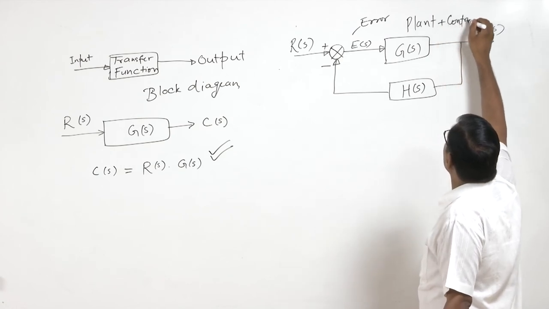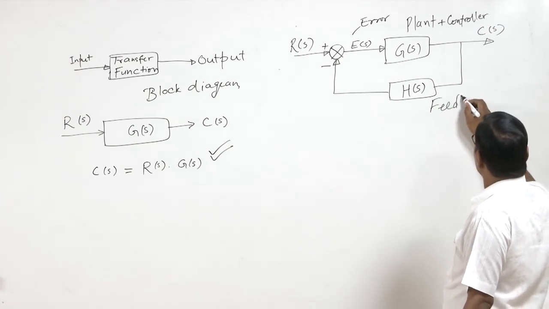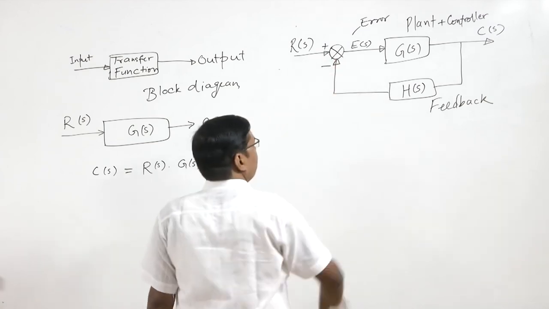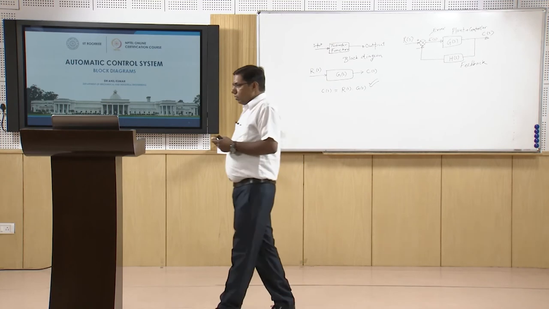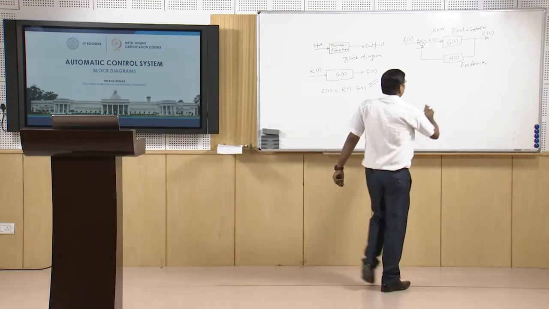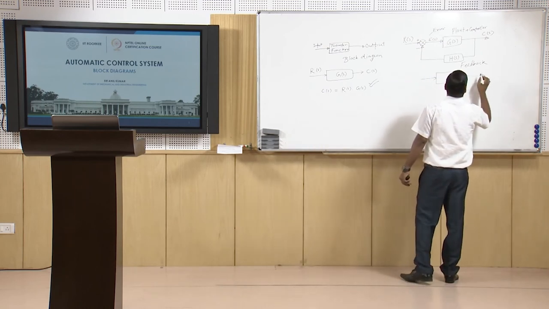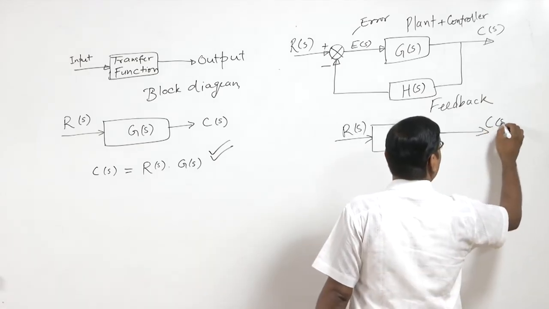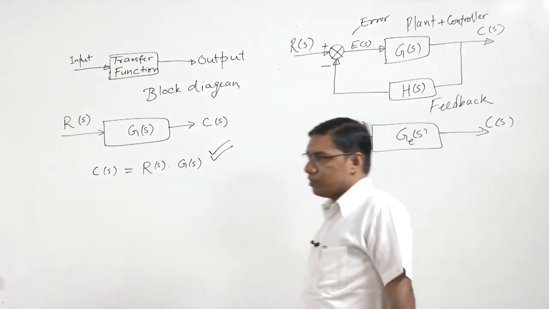G1(s) is the plant and controller transfer function. This is the feedback transfer function. This is the input. Now we will try to replace this system as an equivalent system. Let's say G_e(s), that is the equivalent transfer function.